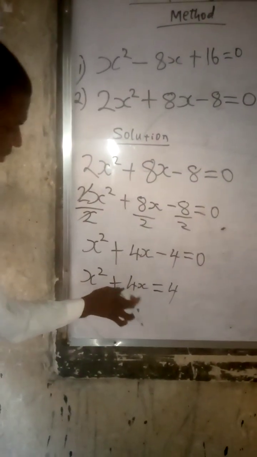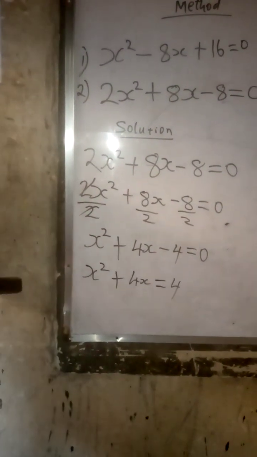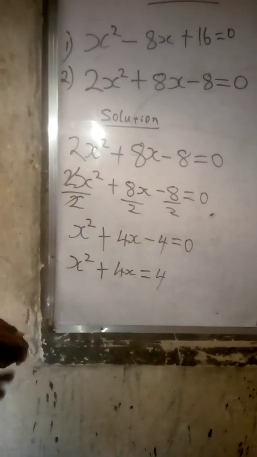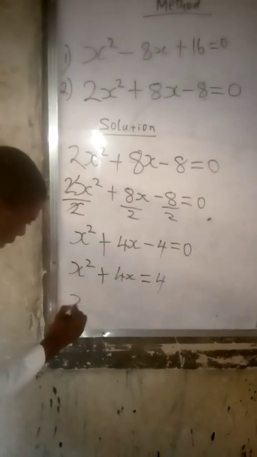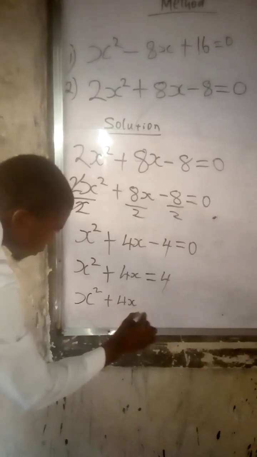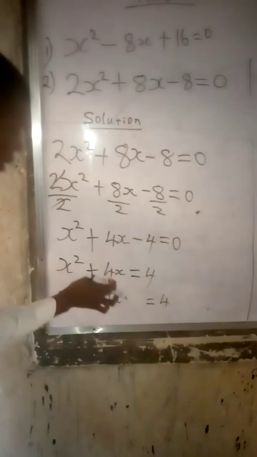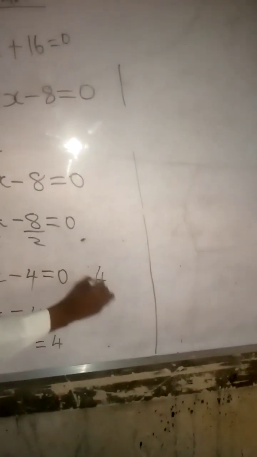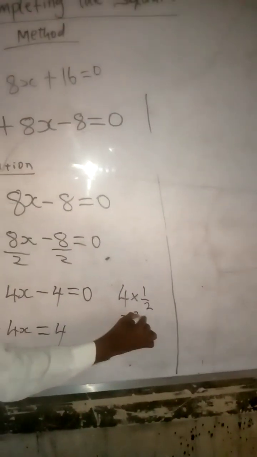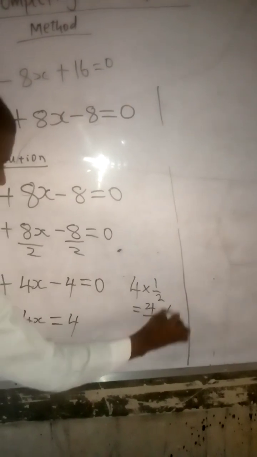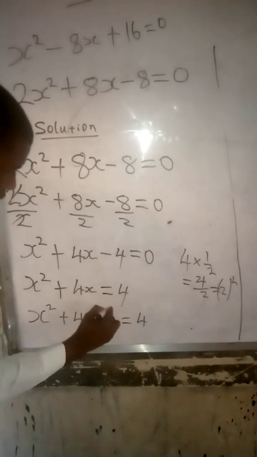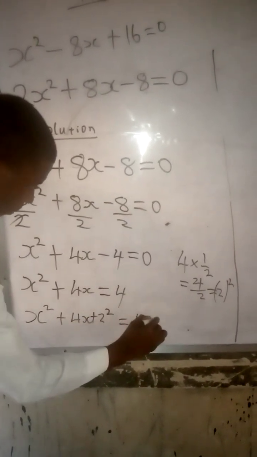So we are taking half of the coefficient of x. We multiply the coefficient of x by half, we square it, and we add it to both sides. So x squared plus 4x is equals to 4. Let's take the coefficient of x, which is 4, and multiply it by 1 over 2. This is equals to 4 over 2, which is equals to 2. And we are squaring it. We are adding it to both sides.